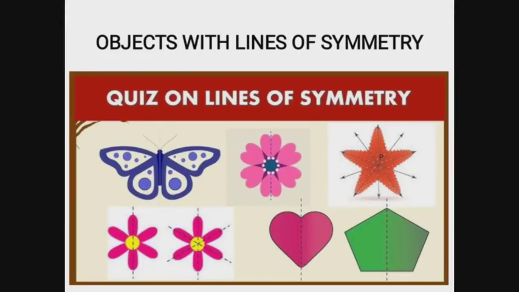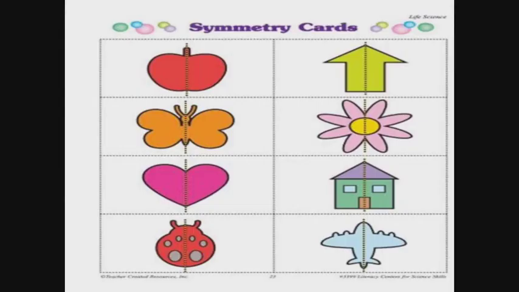Remember when we began this video, I showed you some objects with lines of symmetry. Here are some more objects with lines of symmetry. You have seen a butterfly before. When you cut a butterfly, it shows you lines of symmetry. It's the same with a flower, the same with this star, and the same with this object you can see here. Now, children, can you identify these objects and see the lines of symmetry here? Can you tell me what line of symmetry is here?